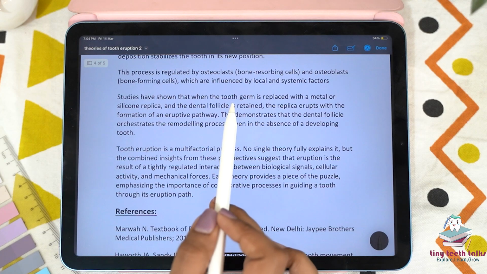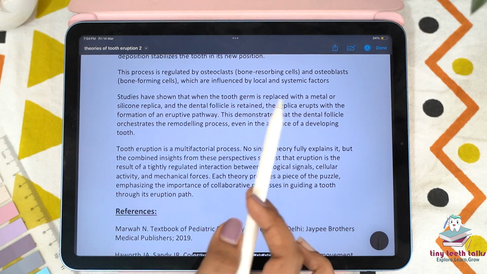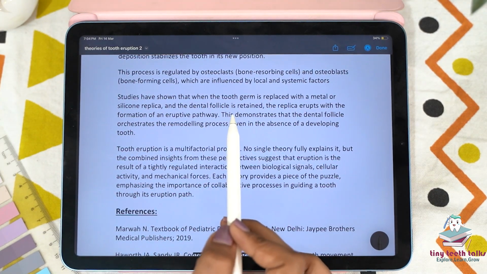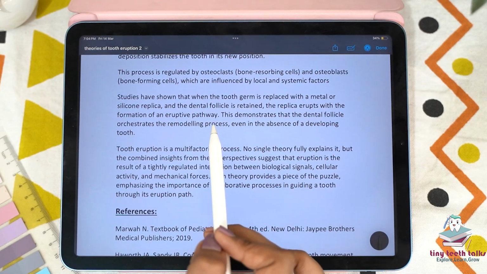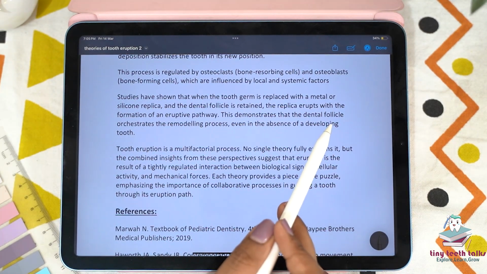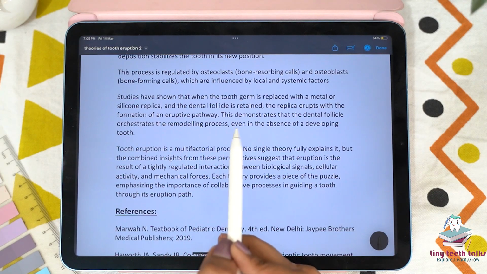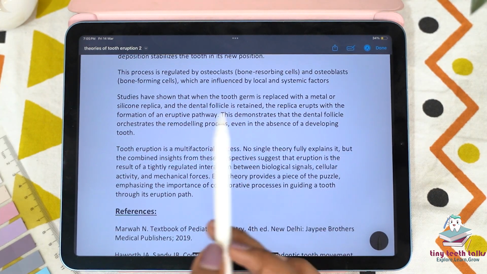Studies have shown that when the tooth germ is replaced with a metal or silicone replica and the dental follicle is retained, the replica erupts with the formation of an eruption pathway. This demonstrates that the dental follicle promotes the remodeling process even in the absence of the developing tooth.